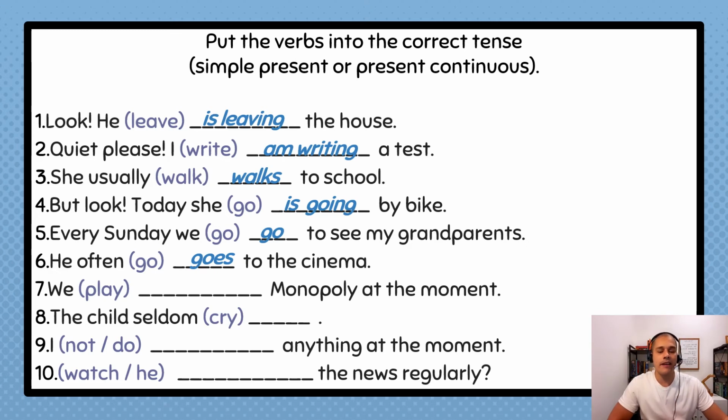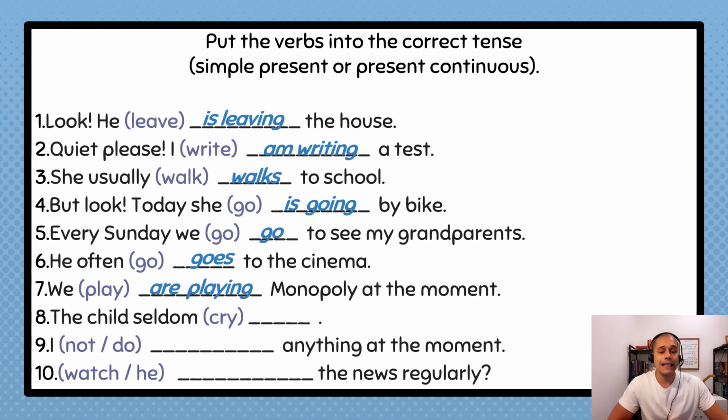So number 7, we blah blah blah Monopoly at the moment. At the moment, right now. So we are playing. Remember, if you have at the moment, now, right now, it gives you an idea of present continuous. We are playing Monopoly at the moment.